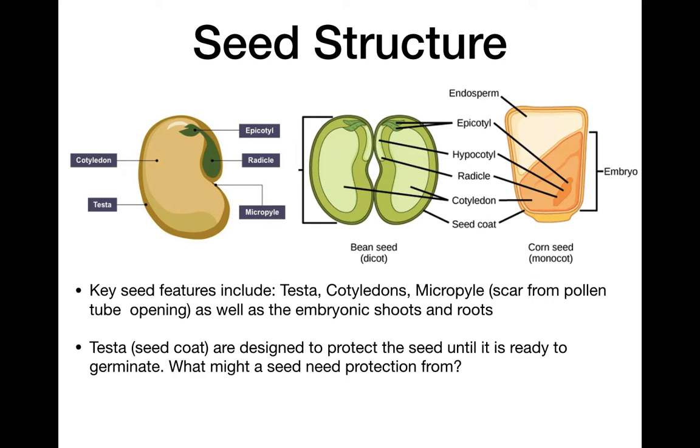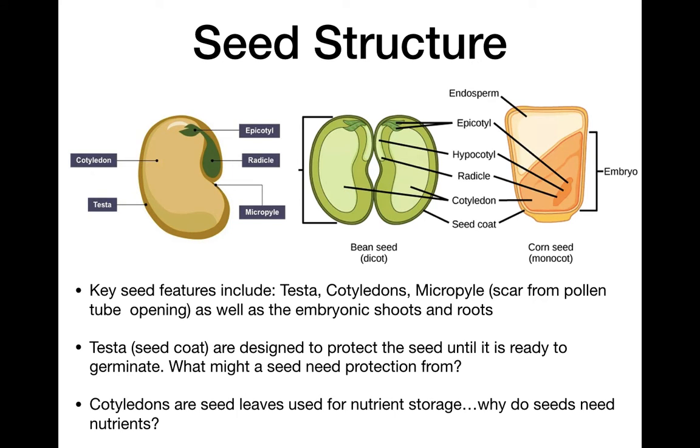Now what might a seed need protection from? What could possibly cause damage to a seed? Well, you could have predators eating it. You could have sun, wind, heat, cold. All those environmental factors can affect it as well. Cotyledons, they are seed leaves, and they're going to be used for nutrient storage. So they give the seeds some nutrients inside the seed.